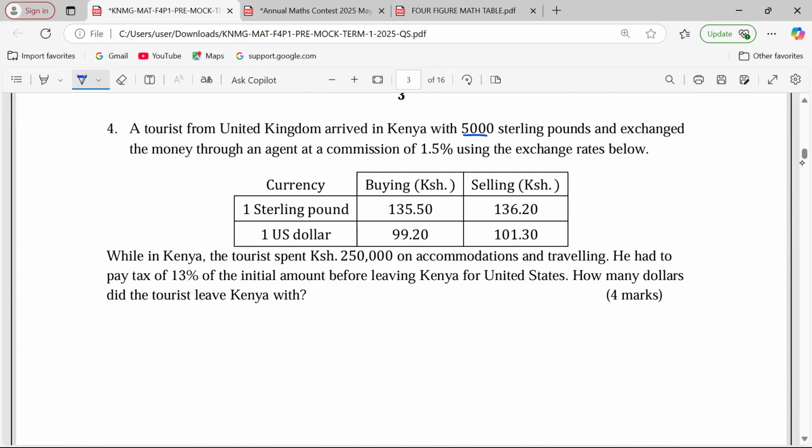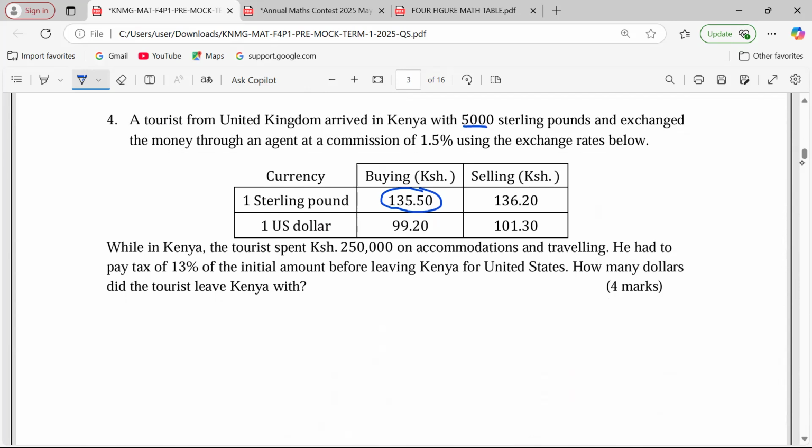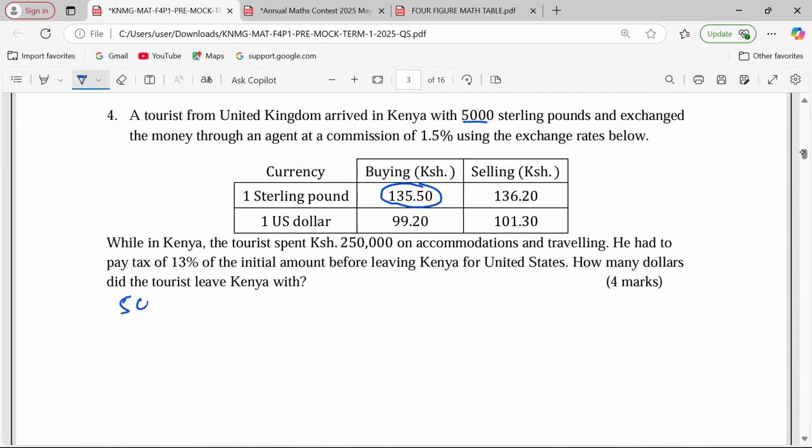And how does the bank buy the sterling pounds? 1 sterling pound goes for 135.50 Kenya shillings. Therefore, because he has 5,000 and the bank is buying each at 135.50, how many Kenya shillings will he receive? So we talk about 5,000 multiplied by 135.50. This is going to give us 677,500 Kenya shillings. But something you're supposed to know is that the tourist is not going to receive this amount.